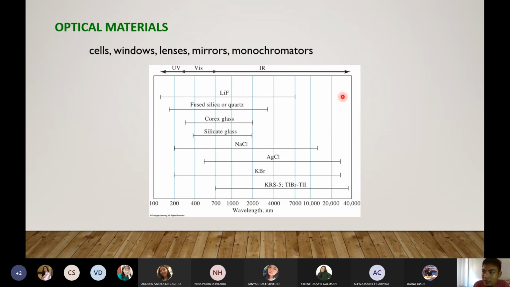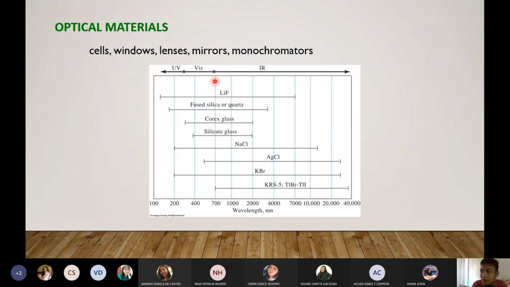So, optical materials, ito naman yung mga glasses na ginagamit sa materials that are used in many types of spectrometry. Okay? So for example, if you are doing UV-Vis analysis, the materials that you need to use are ideally lithium fluoride, silica gel, or quartz, okay?